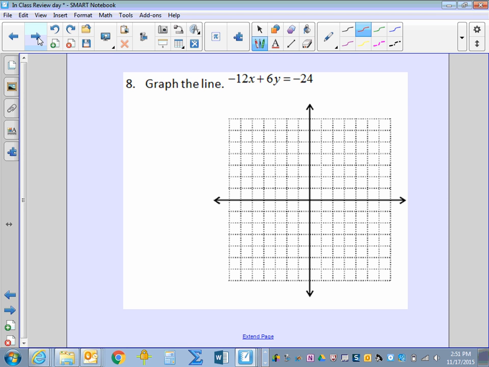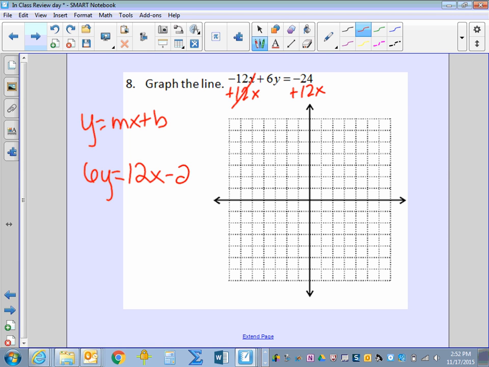Alright, so graph the line. We want to get it in y equals mx plus b. So I'm going to add 12x, add 12x, and I get 6y. Can I add 12x and negative 24? No, they are not like terms. That's 12x minus 24. Divide by 6.